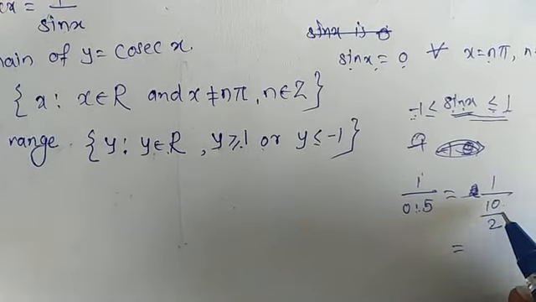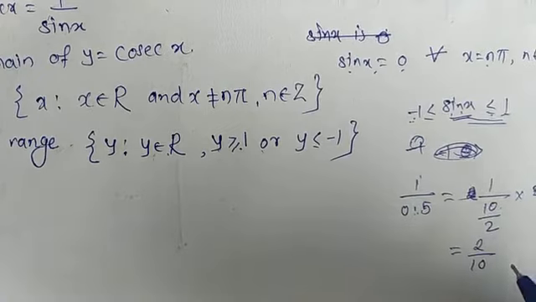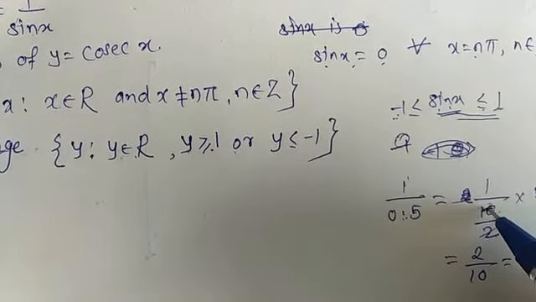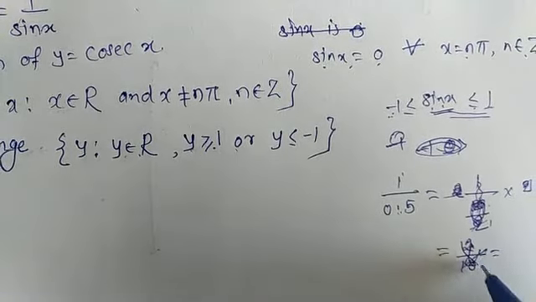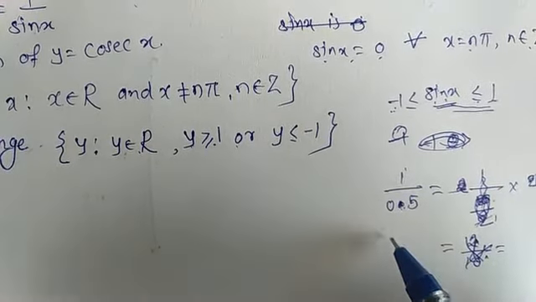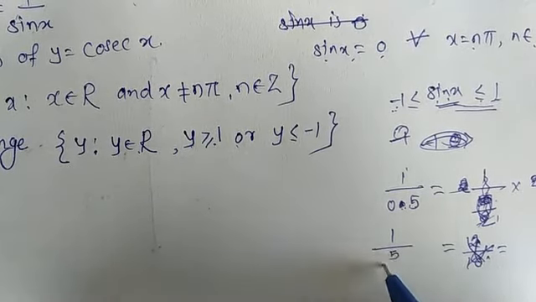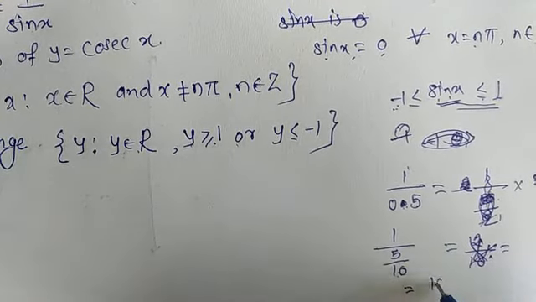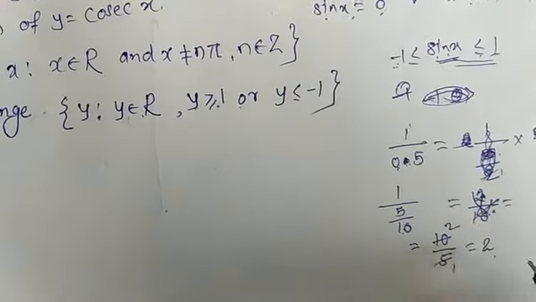0.5 can be written as 5 upon 10, so its reciprocal will be 10 upon 5, which is equal to 2. So 1 upon 0.5 will give 2.